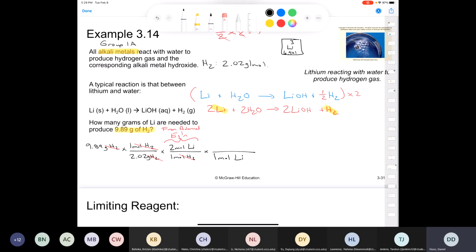So I put that in, 6.941 grams of lithium in 1 mole of lithium. Look at this. Dimensional analysis is the most beautiful thing. All the units cancel, and we're left over with grams of lithium. You punch that in your calculator: 9.89 divided by 2.02, multiplied by 2, multiplied by 6.941, and you get 68.0 grams of lithium. There you have it, my friends.